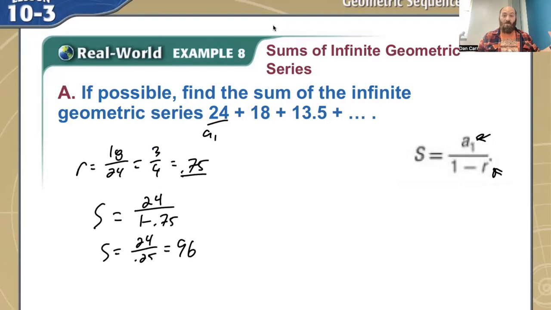Okay, this is the sum of all the possible numbers, because again, if I keep going on and on and on, these values, because they keep getting smaller and smaller and smaller, I'm eventually going to be adding something that's really small and really close to 0. So if I'm adding something that's really close to 0, I'm not changing the value at all.